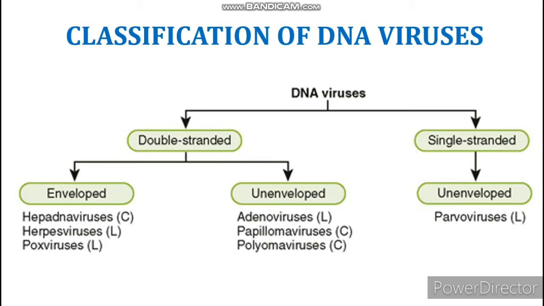So again, take note of this one. Your DNA viruses are divided into double-stranded and single-stranded DNA. For double-stranded, it's divided again into two. Merong envelope at merong unenvelope. Tatandaan nyo si Hepadna, herpes, and pox viruses are enveloped, while your unenveloped are your PAP, your polyoma, papilloma, and your adenoviruses. And ang nag-iisang single-stranded DNA is si parvovirus.